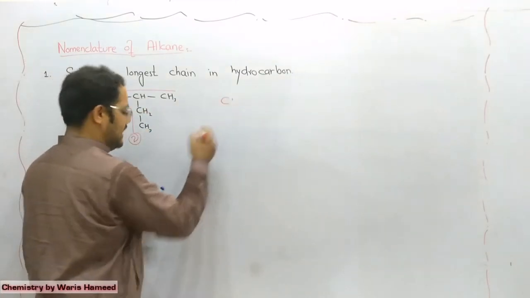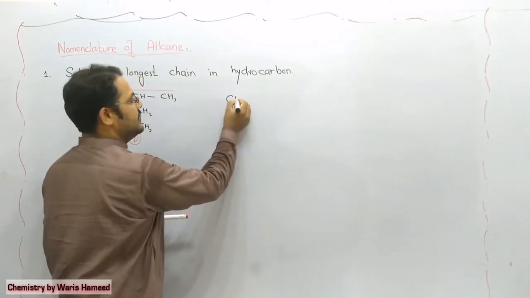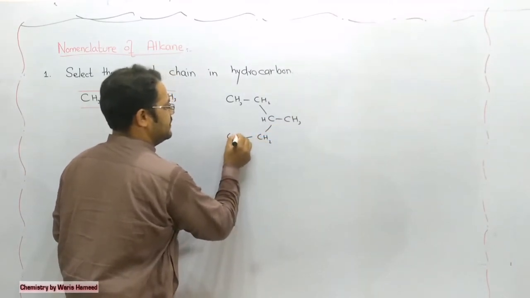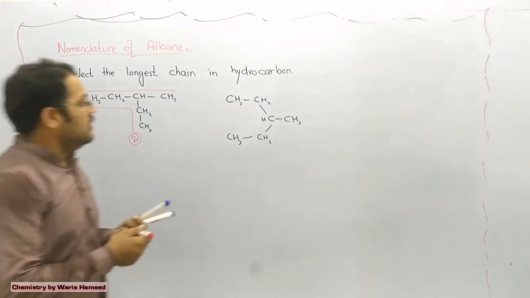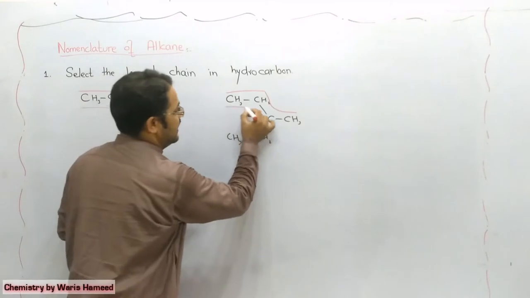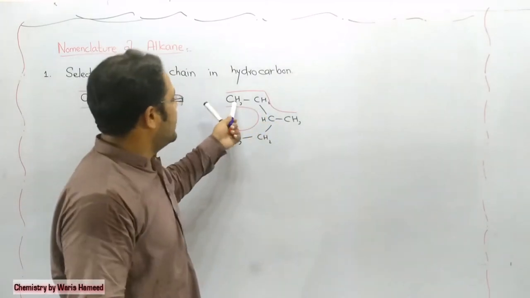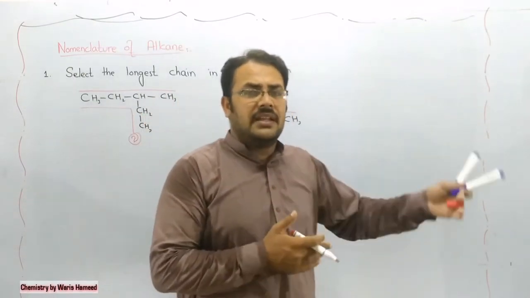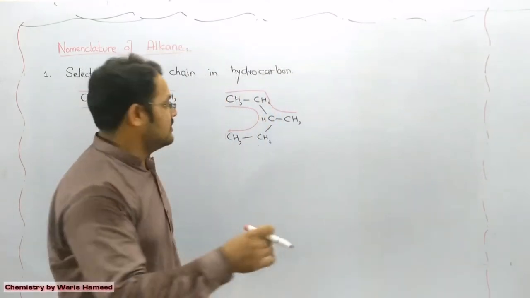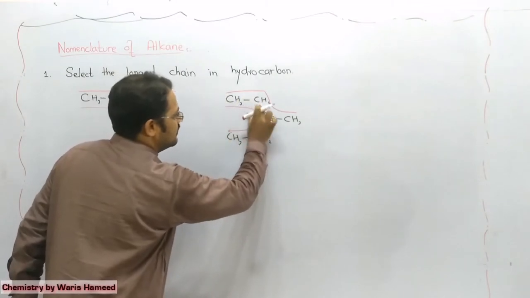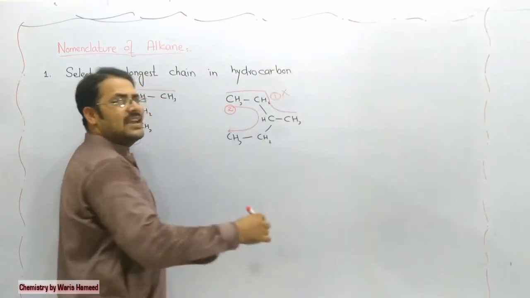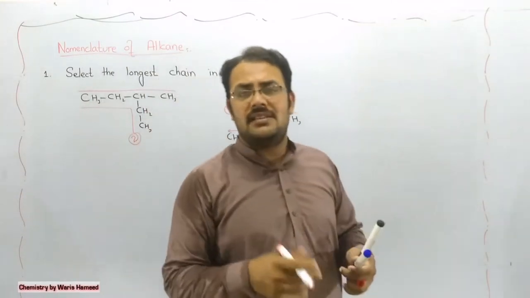Another example, CH3, CH2, CH3, and here is CH2, and here is CH3. Now look at this molecule. If I mark the longest chain, there is one possibility, and there is another possibility with the maximum number of carbon atoms. In this case you can see there are four carbons linked by catenation, and in this case five carbons are linked with each other, and we are ignoring whether the chain is straight or branched. Here there is a large number of carbon atoms, so we will again prefer this chain. The first chain will not be selected as the parent chain. The second chain will be selected because it has a greater number of carbon atoms.